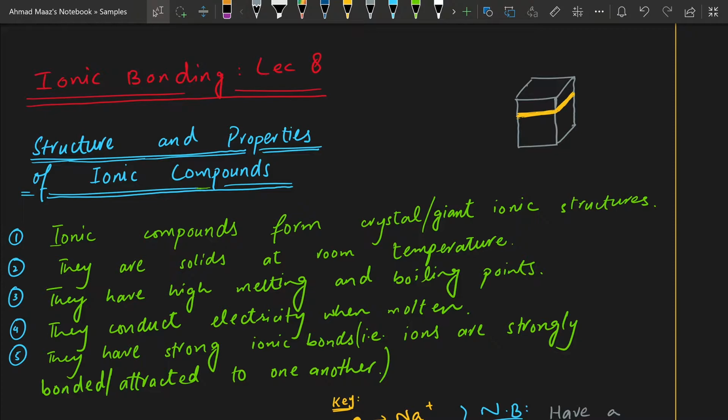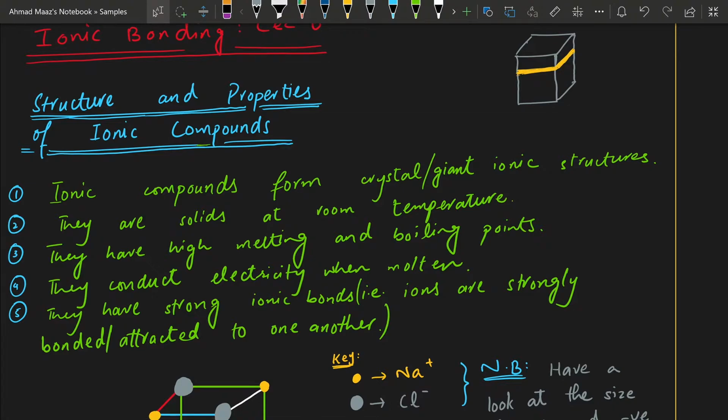Now, once the ionic compounds are formed, let's see what their physical properties are, how they look and how they behave in the environment. Number one, ionic compounds usually form crystals or giant ionic structures. For example, you have seen the crystals of NaCl, the common salt. It exists in crystalline form. So those are the crystals of ionic compounds.